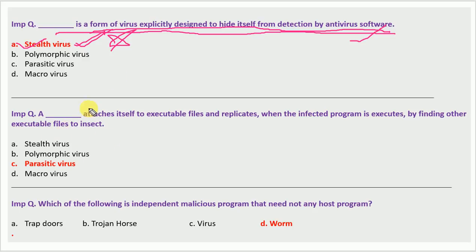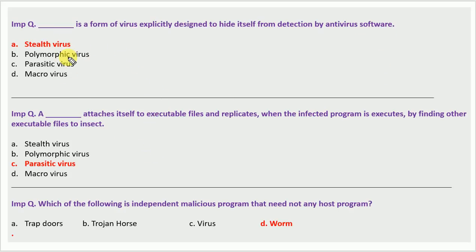The second question is also related to virus. That's why I have taken all this in a continuous manner, so that it is easy for you guys to remember. The next question is: a dash attaches itself to an executable file and replicates, and when the infected program is executed, it finds other executable files to infect. So which virus attaches itself to an executable file and replicates itself, and infects other executable files as well? What is the name of that virus?